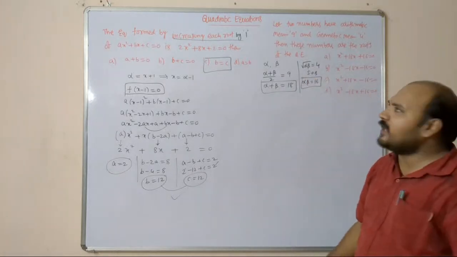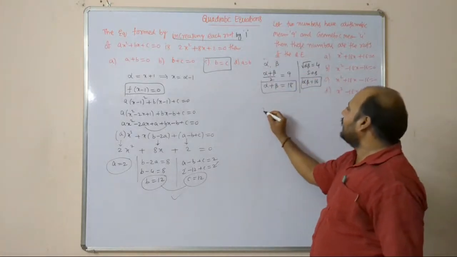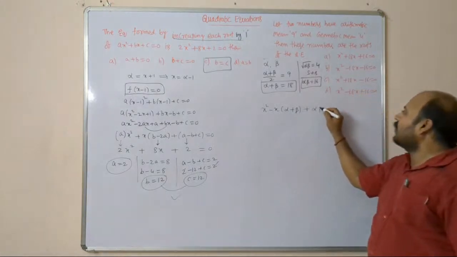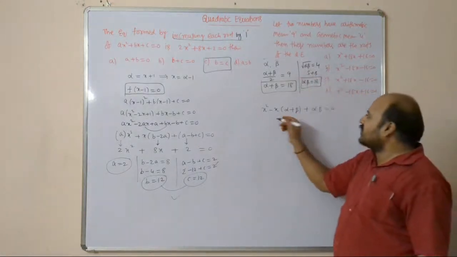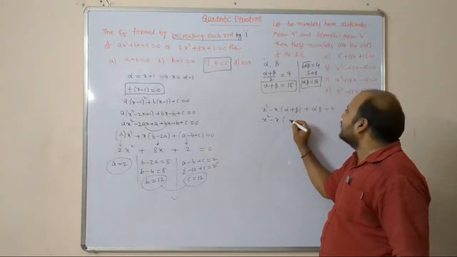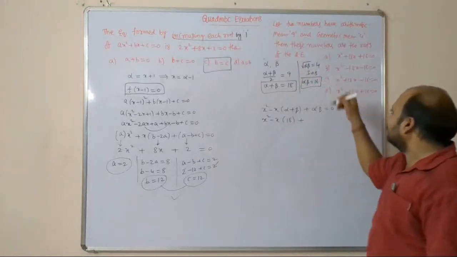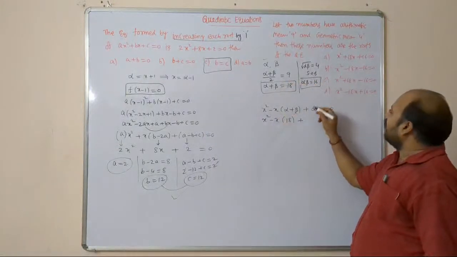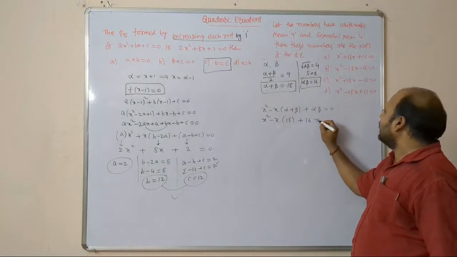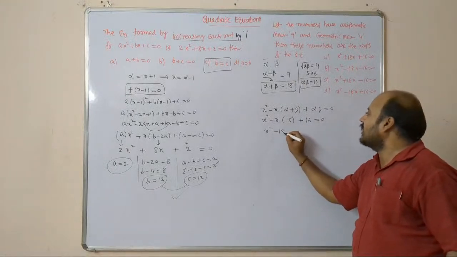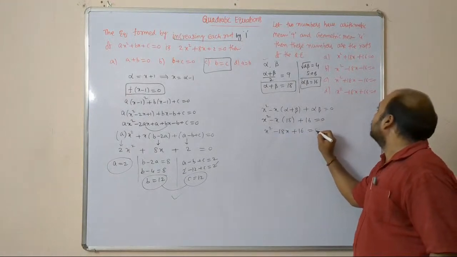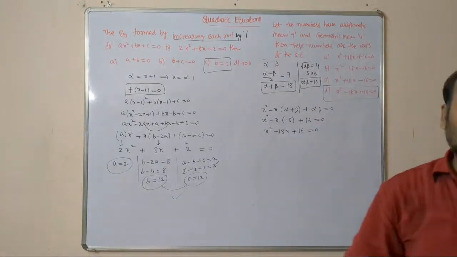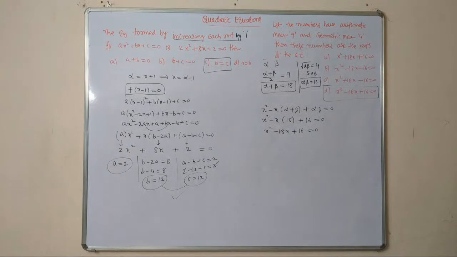We know that the quadratic equation whose roots are alpha and beta is x square minus x into alpha plus beta, plus alpha beta equal to 0. Substitute the respective values: x square minus x into 18 plus alpha beta value, which is 16. So x square minus 18x plus 16 is equal to 0. It is there in the fourth option, dear students. I hope you understand this one.